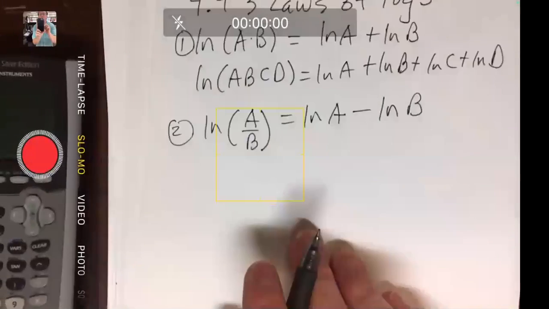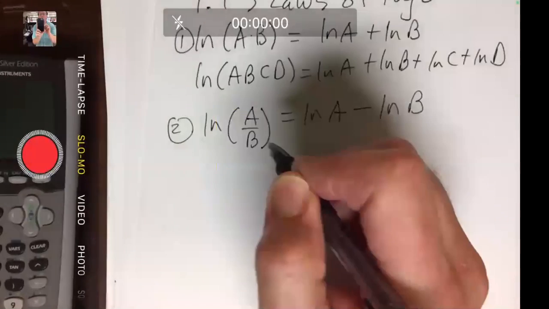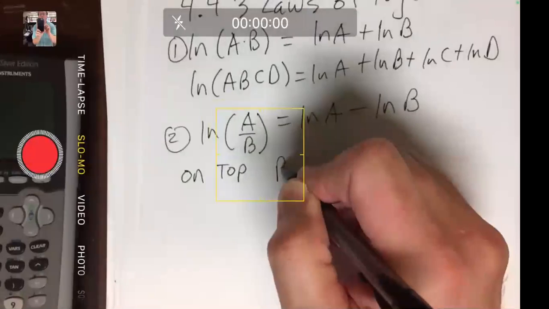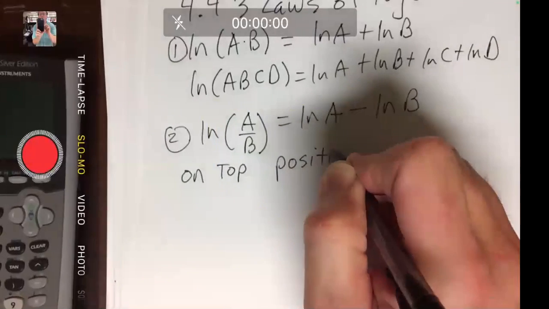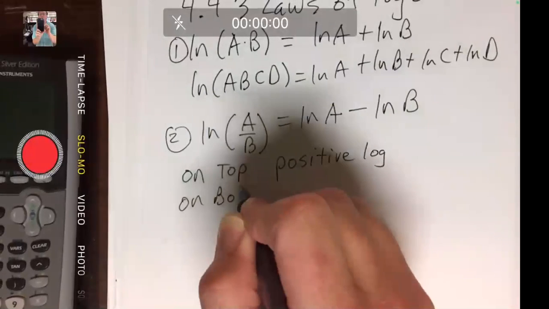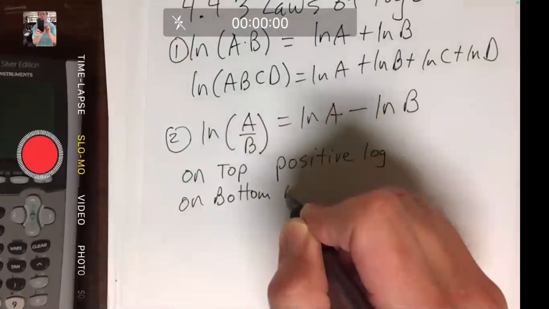And the point of these 2 laws is if something's on top, it has a positive log. If it's on bottom, a negative log.